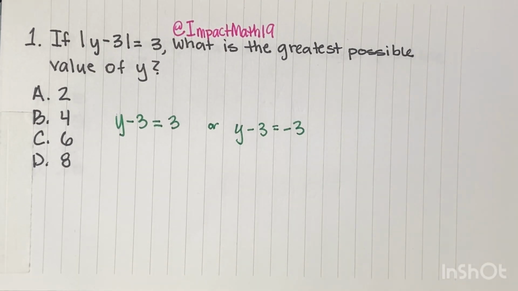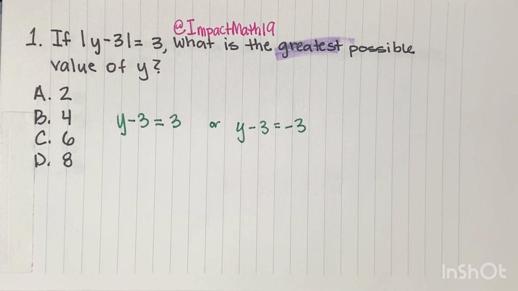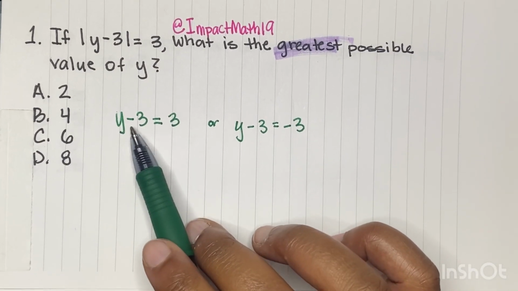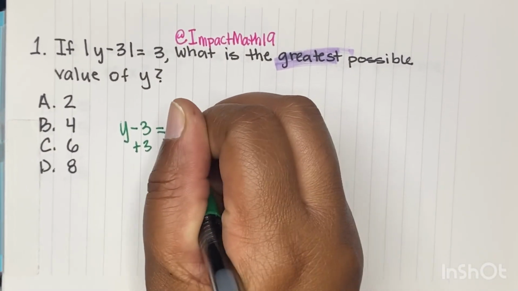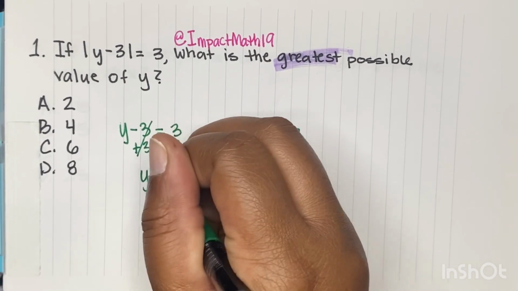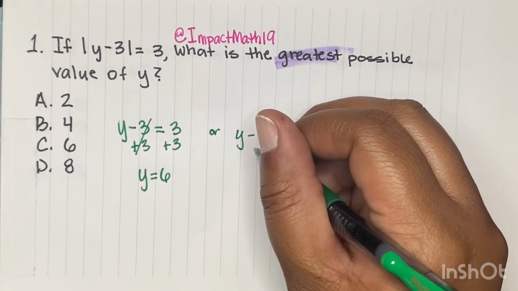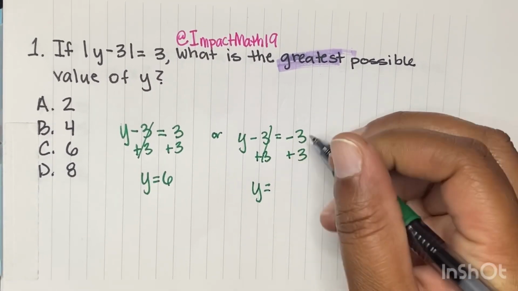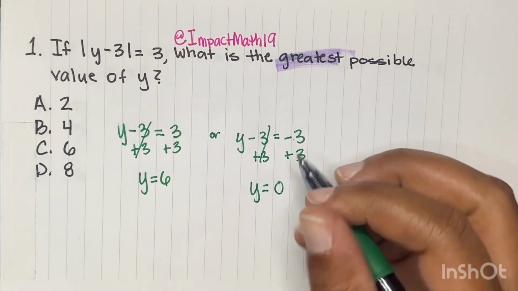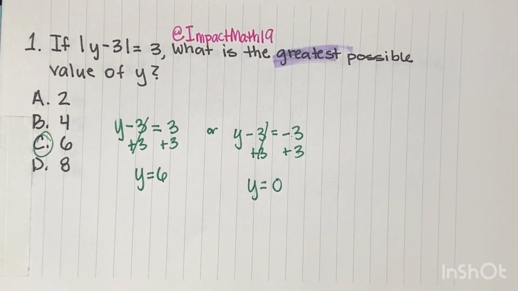And then the key word here that you have to remember: it says, what is the greatest possibility? So let's solve these one-step equations. How do we get this negative 3 to the other side? Well, we would add 3 to both sides, and we get y equals 6. Same here, if we add 3, negative 3 plus 3 gives us 0. So the greatest possibility is C, and that will be your answer.